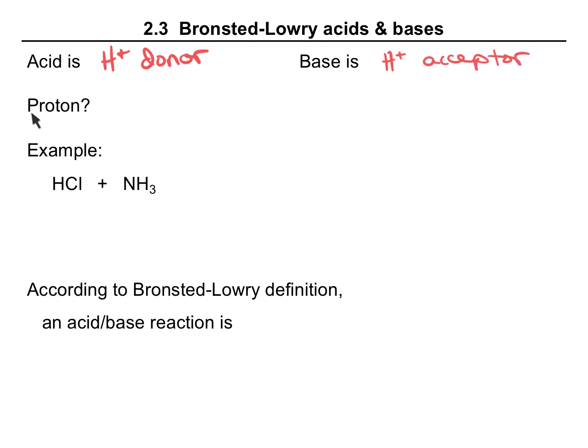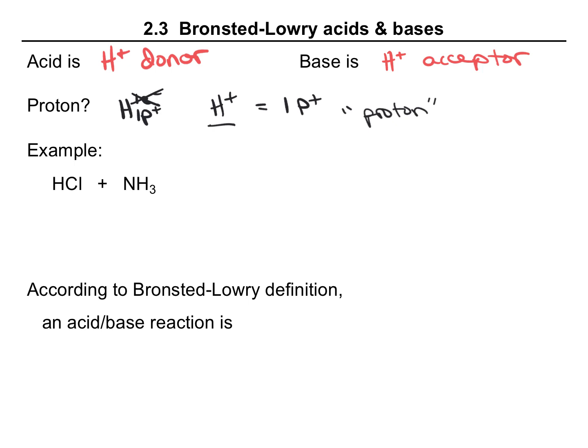Now, wait a minute. I said proton, but I wrote H+. So what am I talking about? Well, keep in mind a hydrogen atom has one electron and one proton. So if we are talking about a hydrogen ion, if we're talking about H+, that means that we lost one electron, and so all we have is a proton. So H+ is interchangeable with a proton.